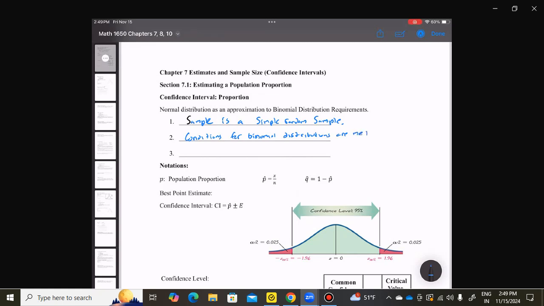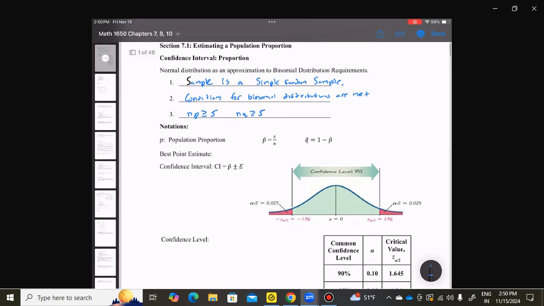This includes fixed trials, two choices. Dealing with proportions, we should have a portion of success and a portion of failure, independence, and a constant probability. And then we also are dealing with the normal distribution as approximation, so we'll have n times p must be greater than or equal to 5, and n times q must also be greater than or equal to 5.